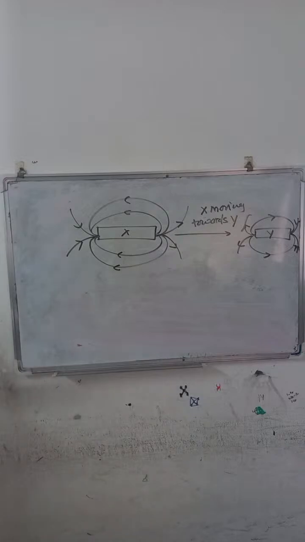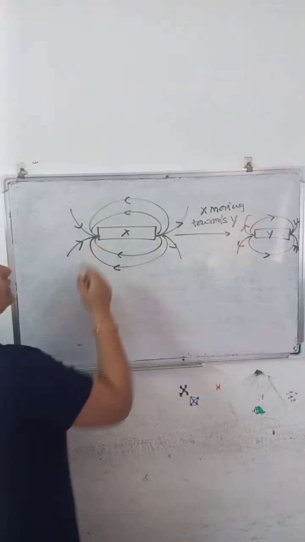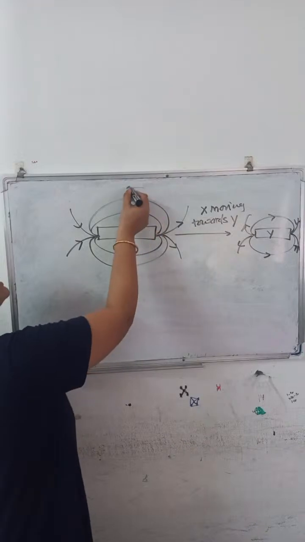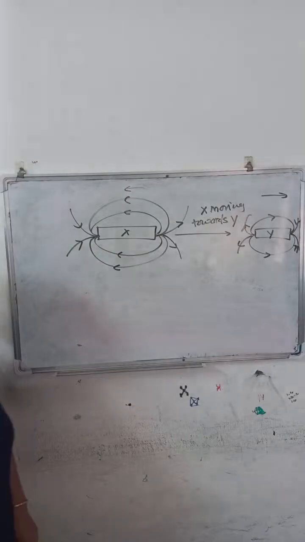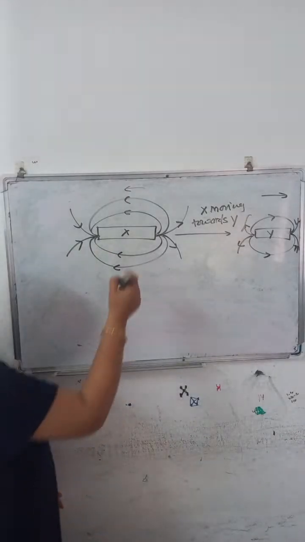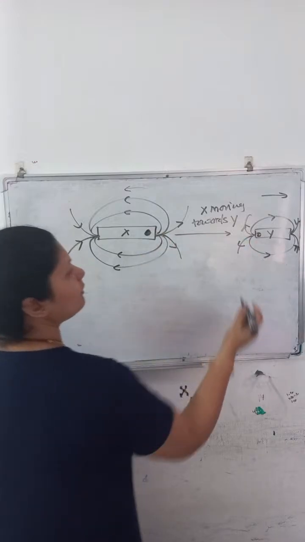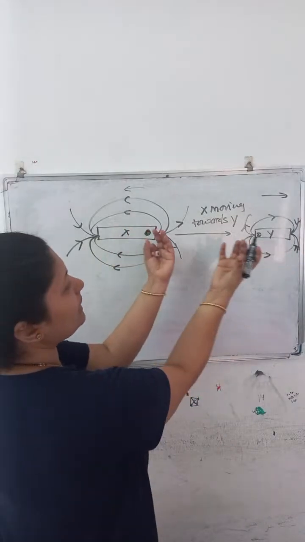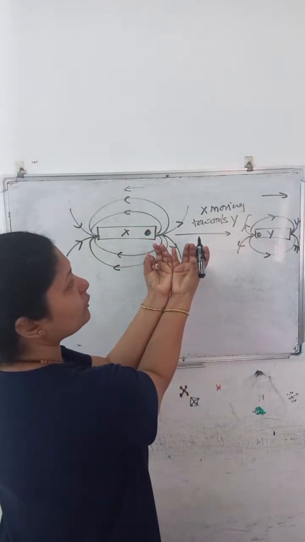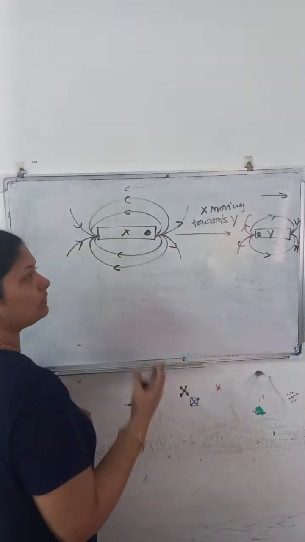Check, as X is moving towards Y, the direction of the field lines is going in this direction. That means this pole and this pole may be like poles, and we are bringing like poles together. That means they are repelling each other. So this is the answer.